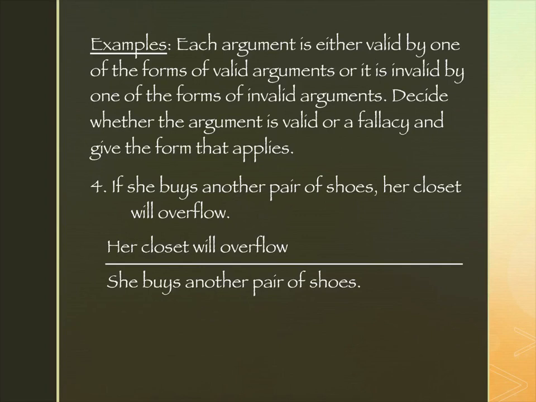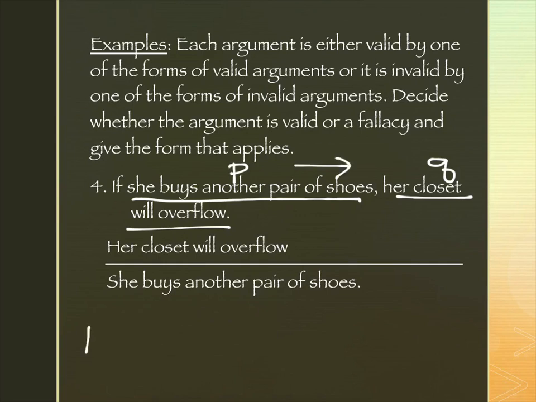The two statements we have going on here are: she buys another pair of shoes, and her closet will overflow. Nothing else is present. She buys another pair of shoes could be my P statement, and her closet overflows can be my Q statement. This is an implication. If she buys another pair of shoes, then her closet will overflow. So this is P arrow Q. The next statement says her closet will overflow. Sorry, I wrote it down wrong. Her closet overflowing was what we called Q. So this line is Q.